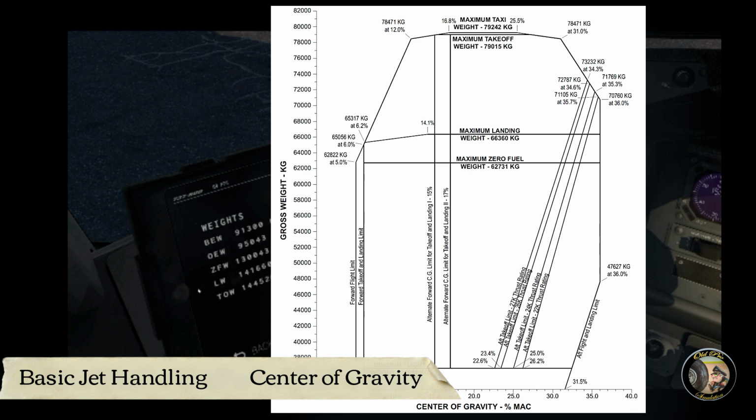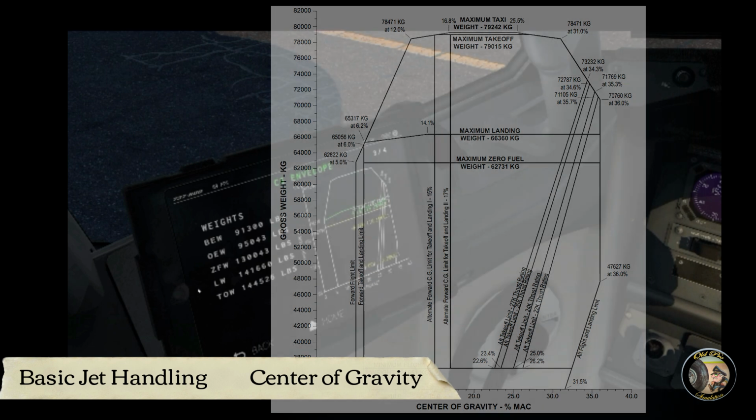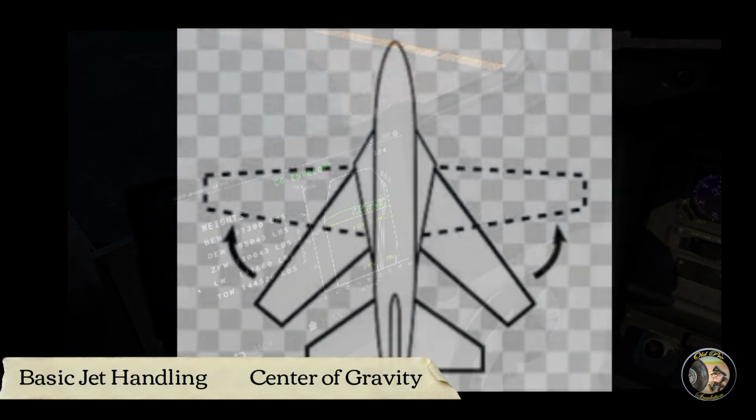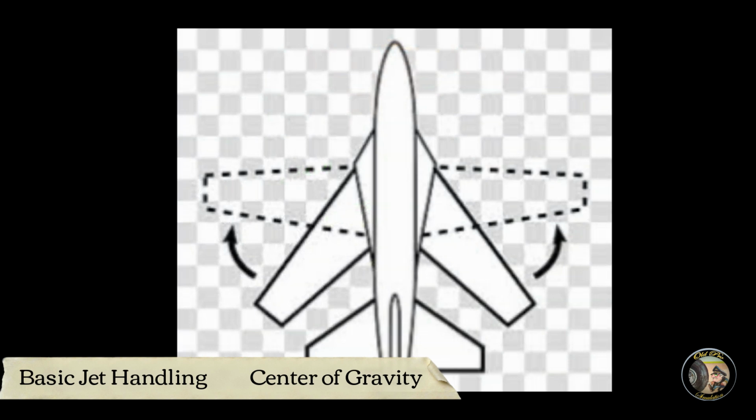Now that brings us to our final subject in this tutorial. What is Mach? Mean Aerodynamic Chord. And what does it have to do with center of gravity, and why is it so important in the first place? When we consider a straight-wing aircraft, its aerodynamic center, or center of lift, is in a consistent point 25% aft of the leading edge of the wing.